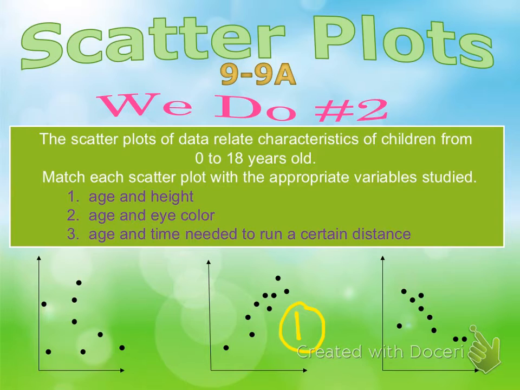How about age and eye color? Does it really matter how old you are as far as what color eyes you have? No, it doesn't. So the one that shows no correlation, this one over here on the left, is going to be the correlation between age and eye color, because there really isn't a correlation. So then the third one, age and time needed to run a certain distance. I'm going to guess that for most of you, as you got older, so your age increased, the time it took you to, say, run the mile decreased. So that would show a negative correlation, which is this last one.